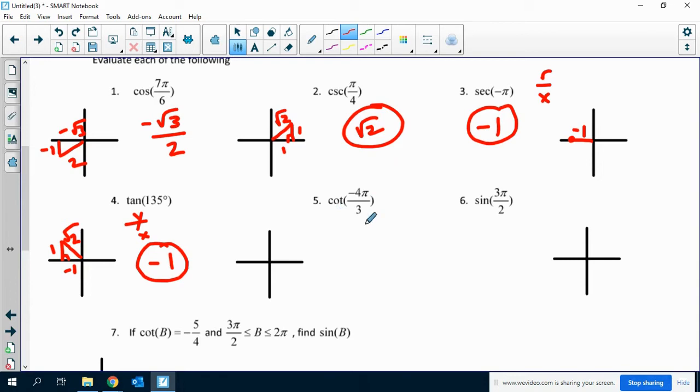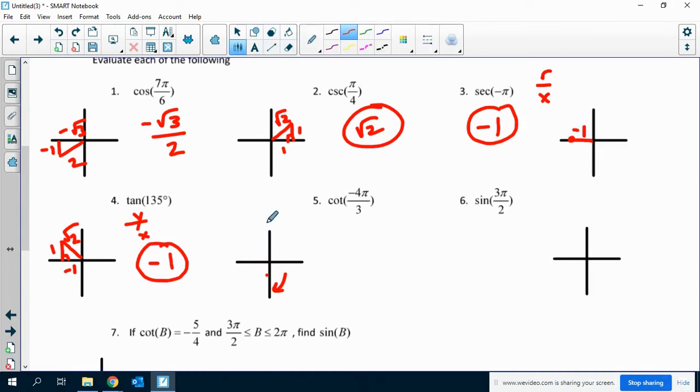Cotangent of -4 pi over 3. If I'm looking at this, negatives go in this direction. So 4 pi over 3 is going to be slightly bigger than 1/2 a circle. So we're going to be in the second quadrant, and it's a pi over 3 reference angle. So a pi over 3 reference angle doesn't quite look like that.